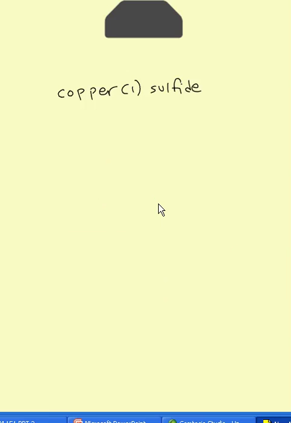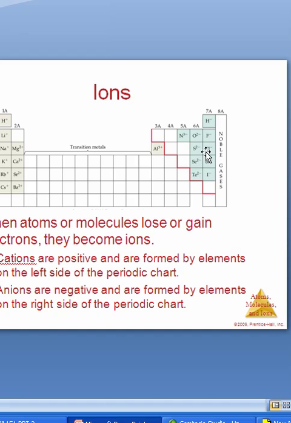Now let's look at copper 1 sulfide. Copper 1 means I have a copper ion with a +1 charge. And typically we don't write that 1, but if it helps you to write that 1, then please do, if it helps you keep track of your numbers. And then the sulfide is a monoatomic ion. It comes from the atom sulfur, and sulfur is 2 away from the noble gases, and by 2 away I mean 2 columns away, and it always has a charge of -2.